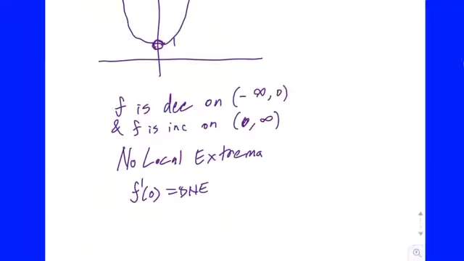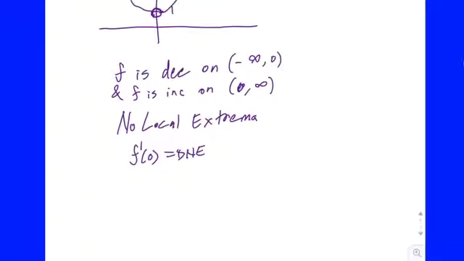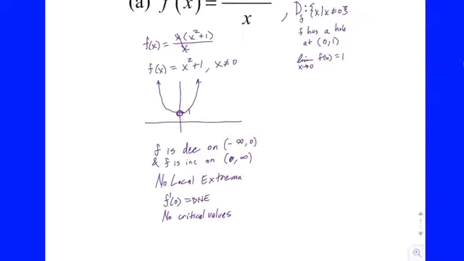Good, but x equals 0 is not a critical value because it's not in the domain. I would call it a very important value, but in the definitional sense, it's not a critical value. So there's no way we can have a local min or max there. So I'll just go ahead and say no critical values, even though there's one that we might be tempted to call a critical value.